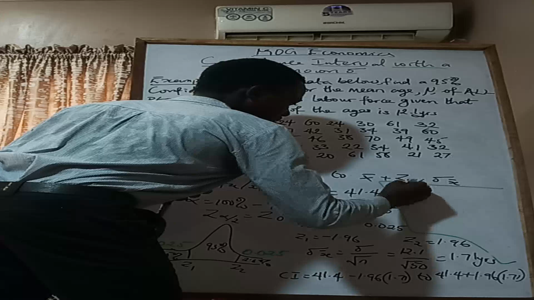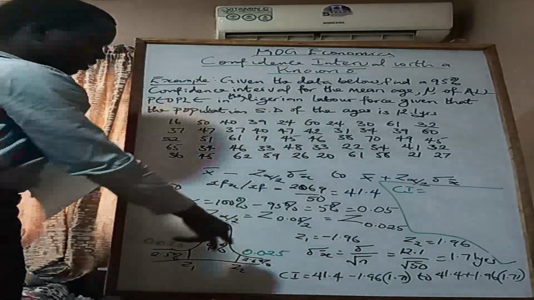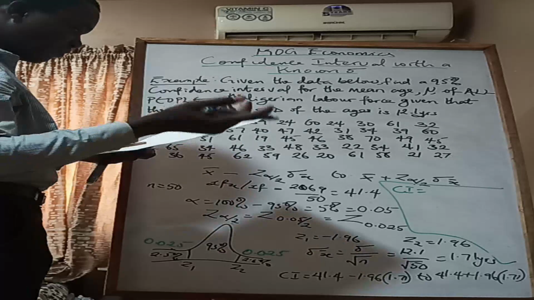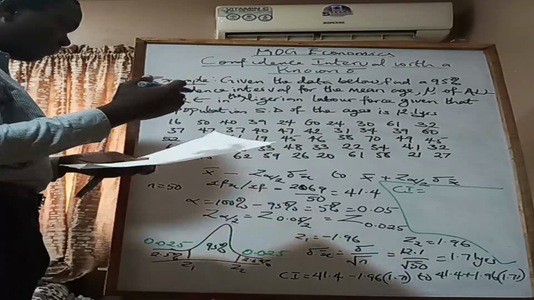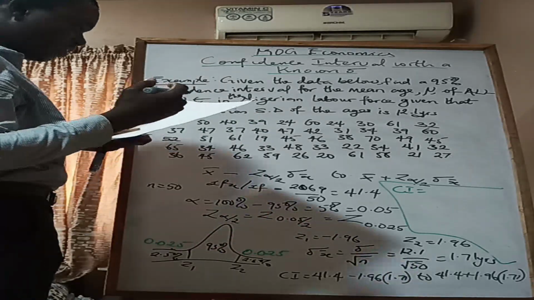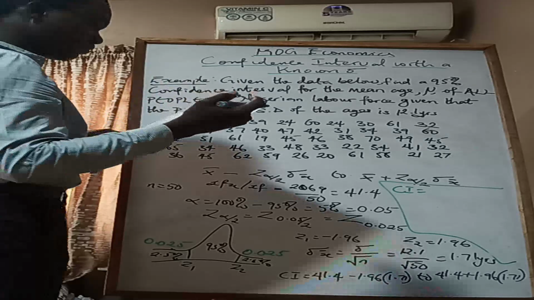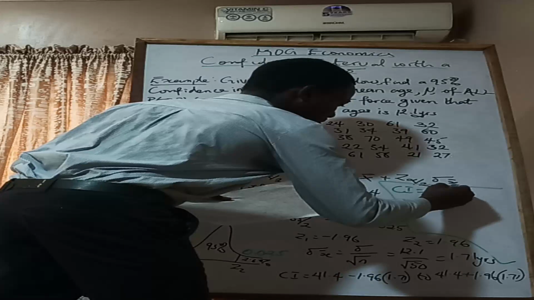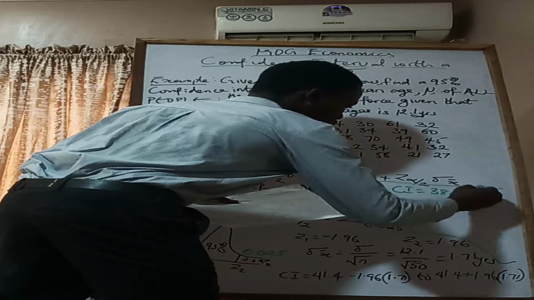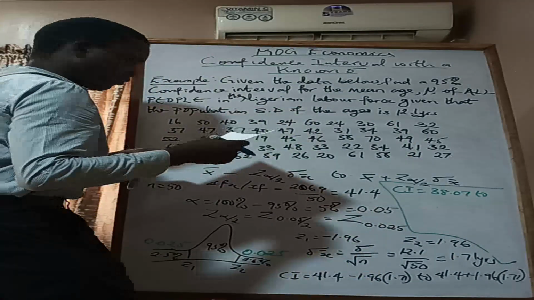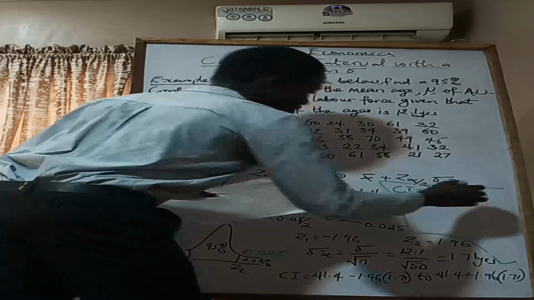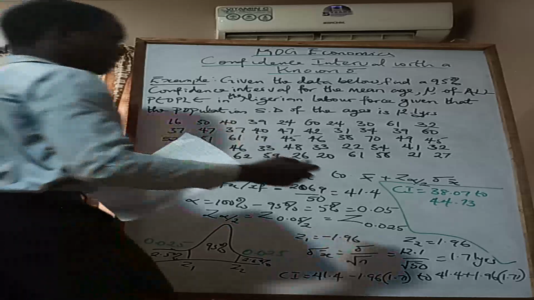So our CI is between 41.4 minus all of that. By the time you multiply and do everything out, you have 44.73 on the upper end, and on the lower end it gives you 38.07. So the interval is 38.07 to 44.73, and these are in years.